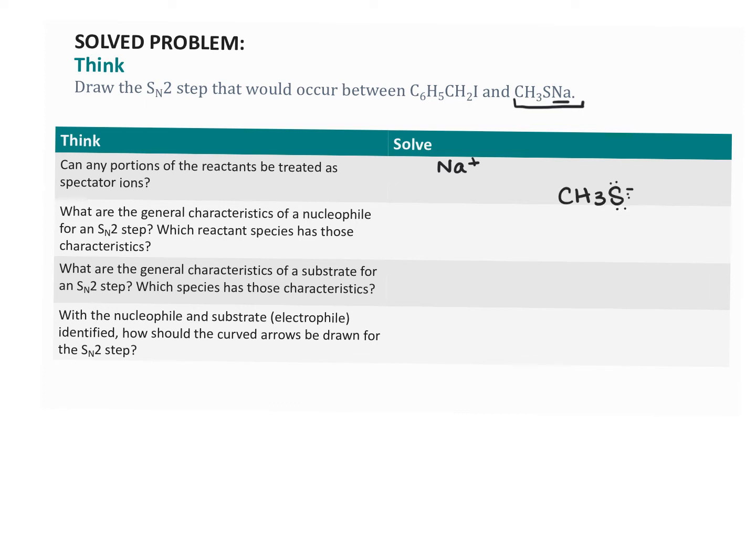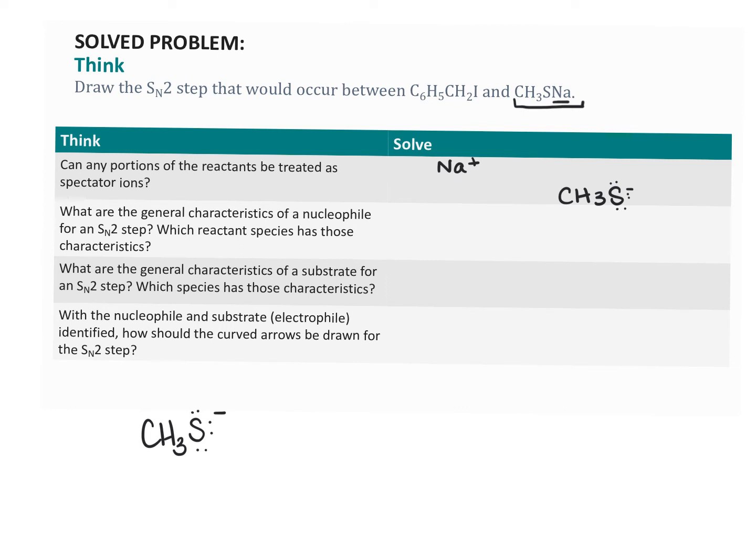And I'm going to go ahead and put those electrons. And I'm going to show the mechanism down here, so I'm going to go ahead and write that right here. Then we need to ask ourselves, what are the general characteristics of a nucleophile for an SN2 step, and which reactant species has those characteristics?